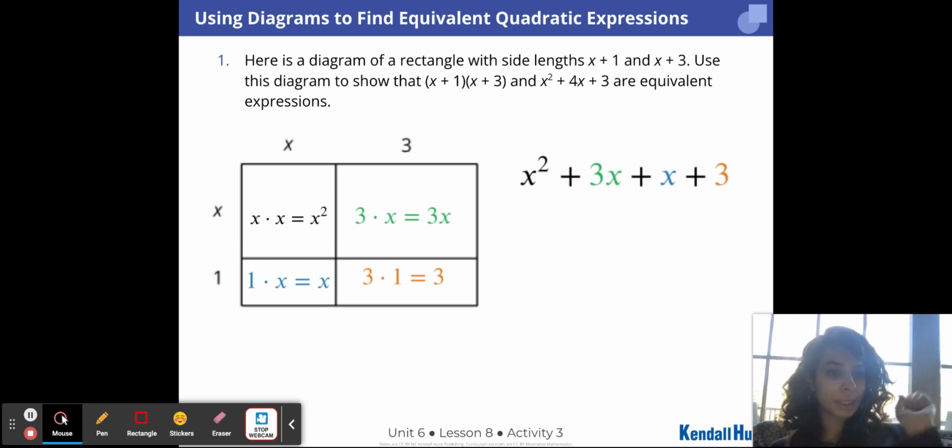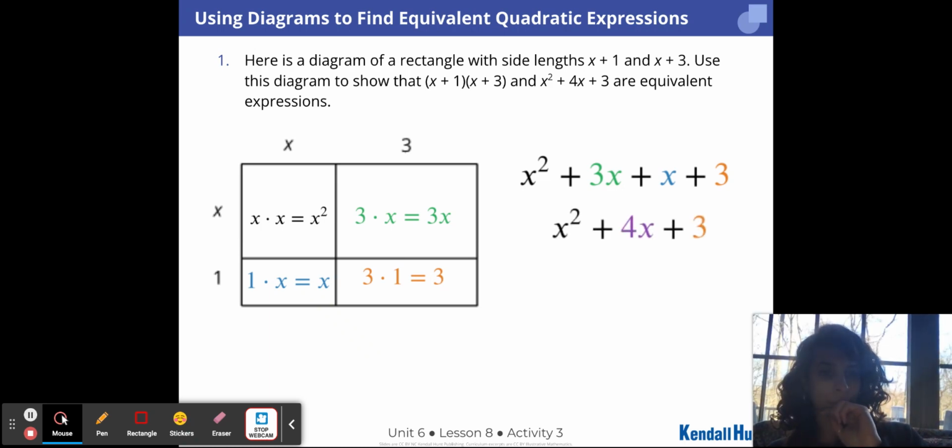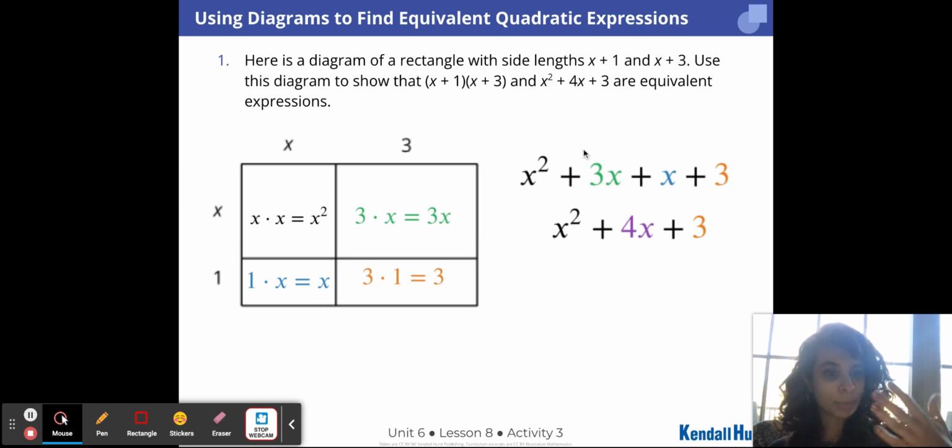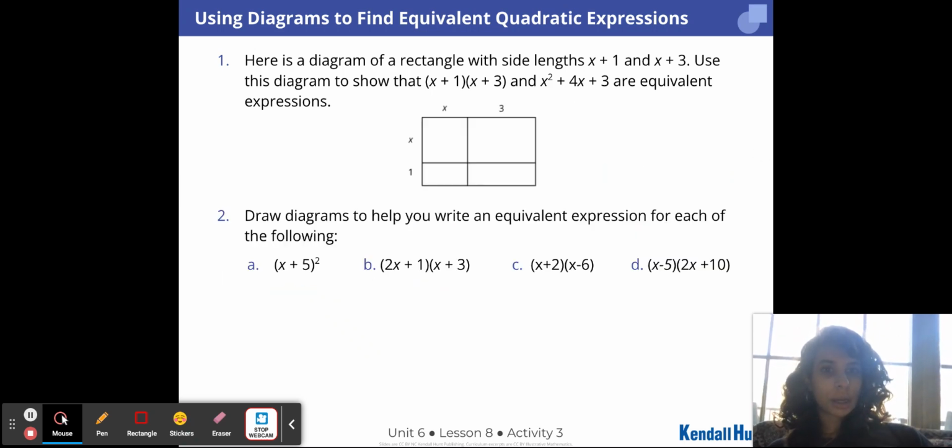But we're not done yet, because we have two terms that are similar to each other that I can combine together. 3x and x are what we call, like I said, like terms. They each have one value of x, and so I can combine them into x squared plus 4x plus 3. And that's exactly the same as what we had at the top, and that's what we were looking for. And so I want you to do the same thing for number 2 as well.